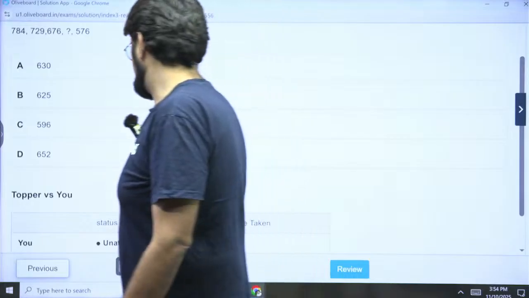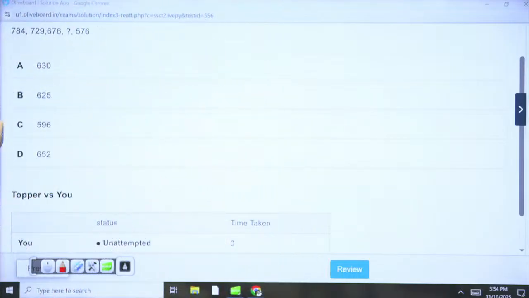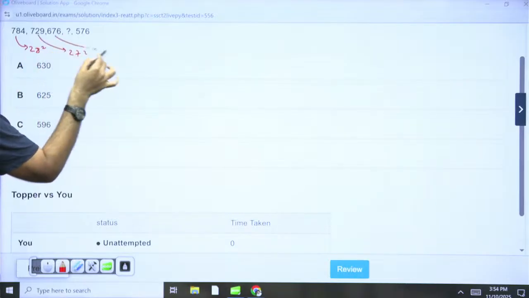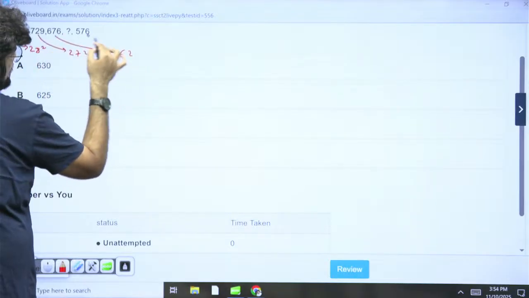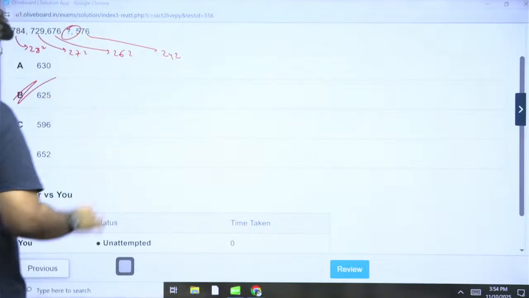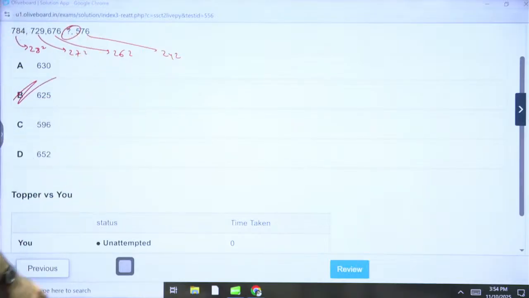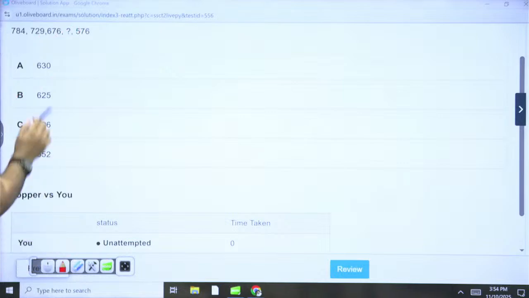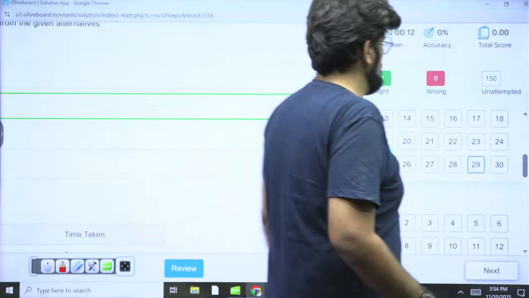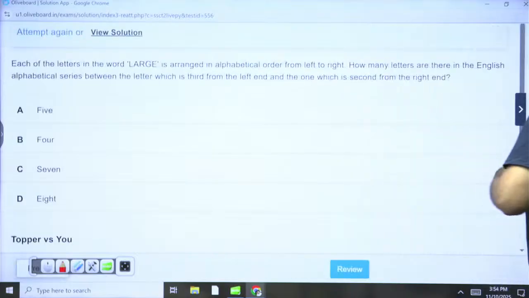This is just a 5-second question, guys. Come on, pick it up right away. This is 28 square. This is 27 square. This is 26 square. This is 24 square. So this has to be 25 square, which is 625. Agreed? Cool. 23 seconds. Wonderful. Last question for the session today.